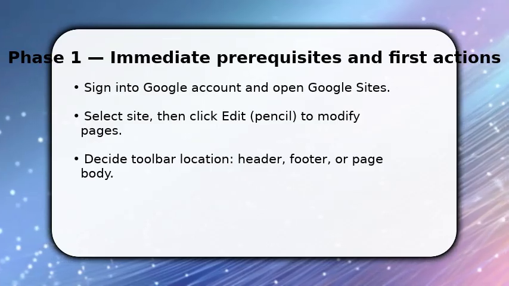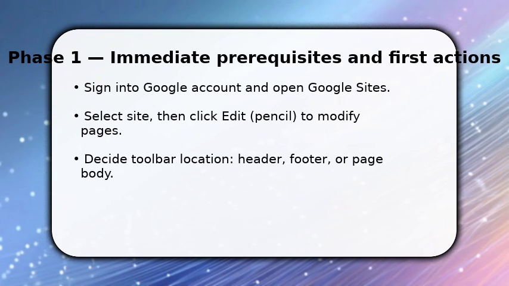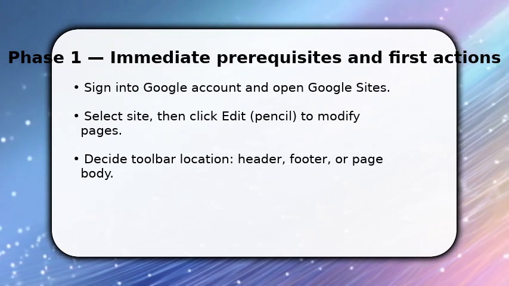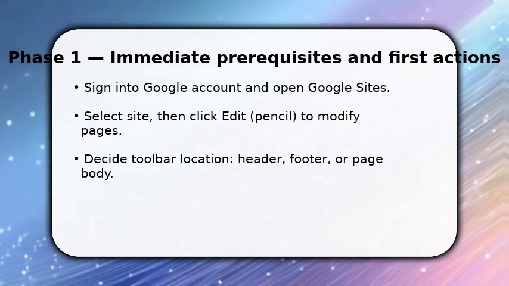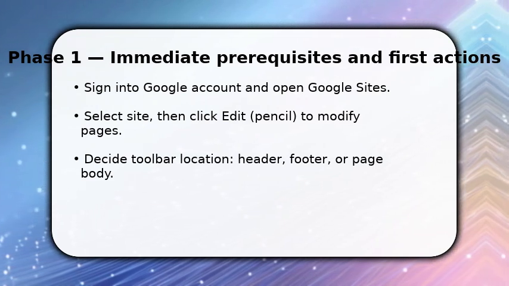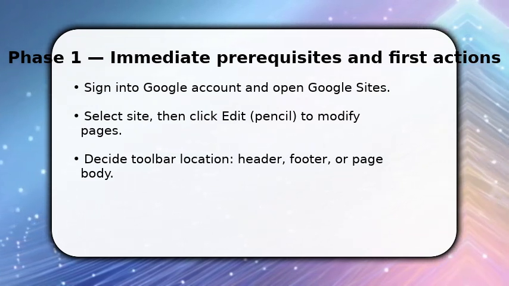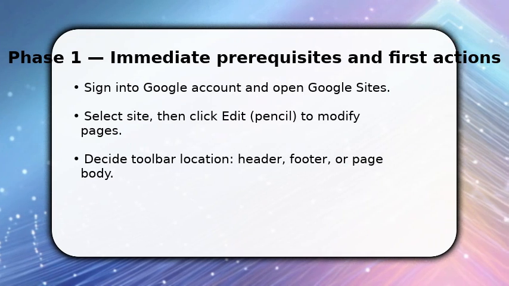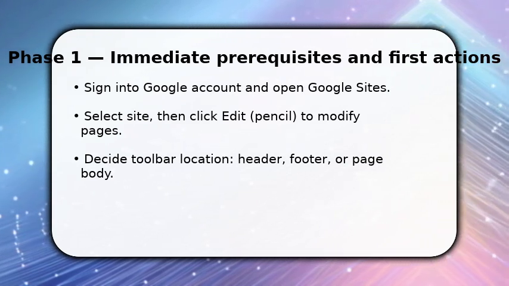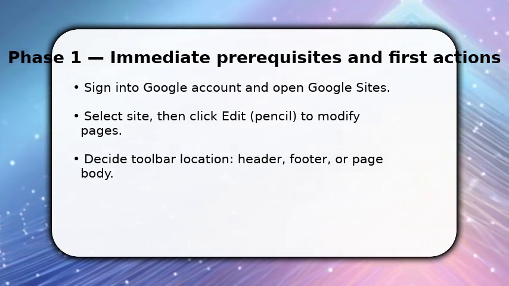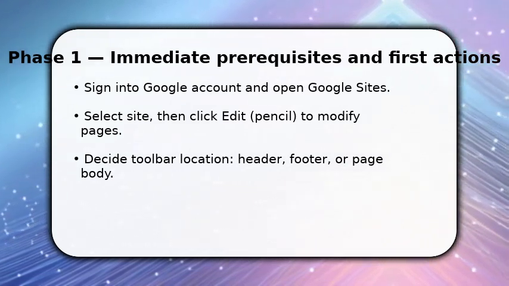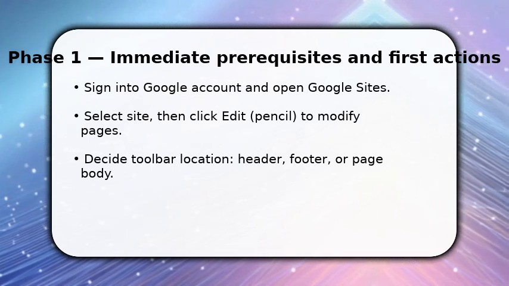You start by signing into your Google account and opening the specific Google site you want to edit. This gives you immediate access to the editor. Once there, click the pencil icon or edit to enter design mode and choose the target page. Make sure you know whether you want the social link in the header, footer, or within a page section. Placement affects visibility and behavior.